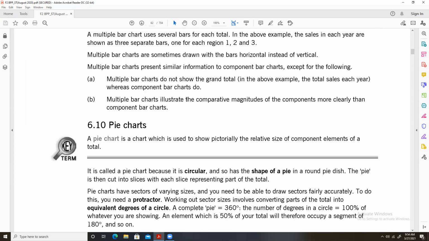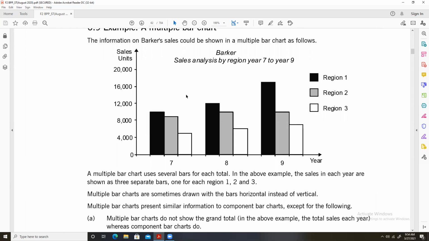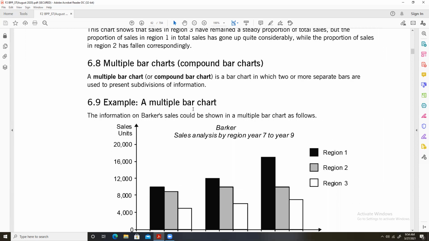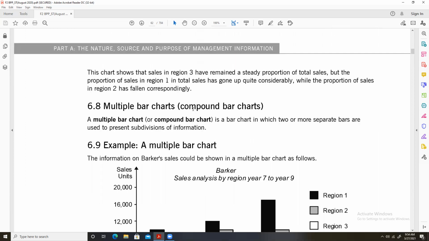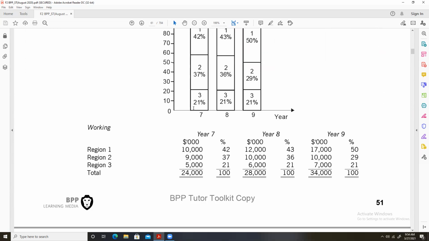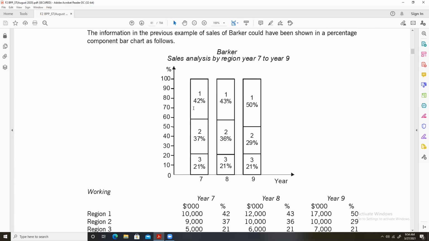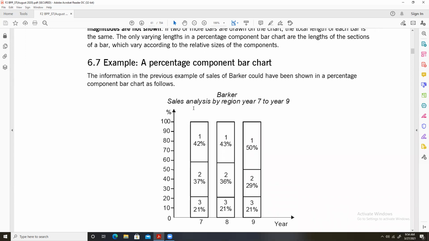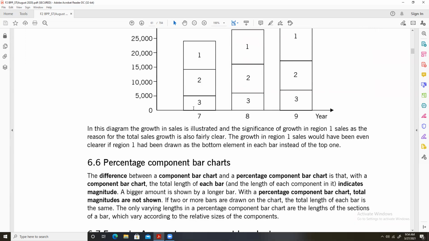The point here worth noting is why these diagrams are used. The bar chart, the pie chart, the scatter diagram, why these diagrams are used.